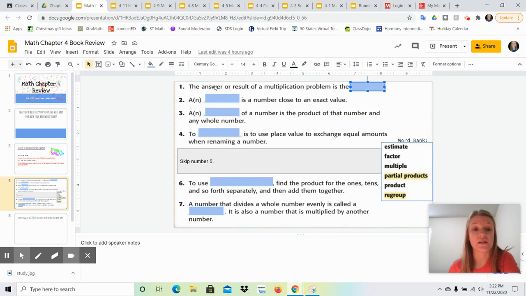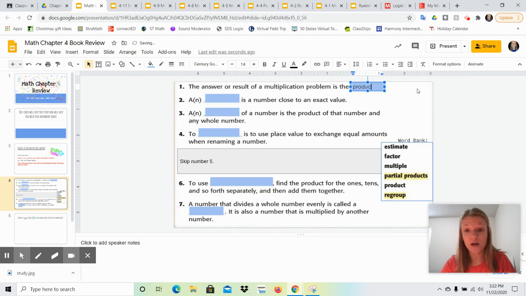So when we're looking at this, these are all terms that we're very, very familiar with. The yellow ones are the only kind of new ones for this chapter, and they aren't even that new. So the answer or result of a multiplication problem. What's the answer to a multiplication problem? A factor times a factor equals a? I hope you said product. That's what we've been practicing.